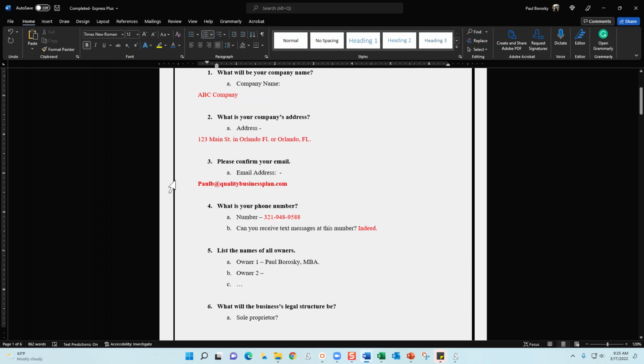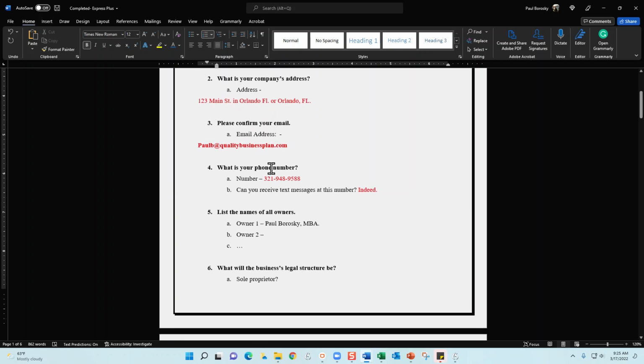When you're done with it, make sure to put the email address right here. Phone number, just give me your phone number. And can you get text messages on it? If you can, great. Put it right here.